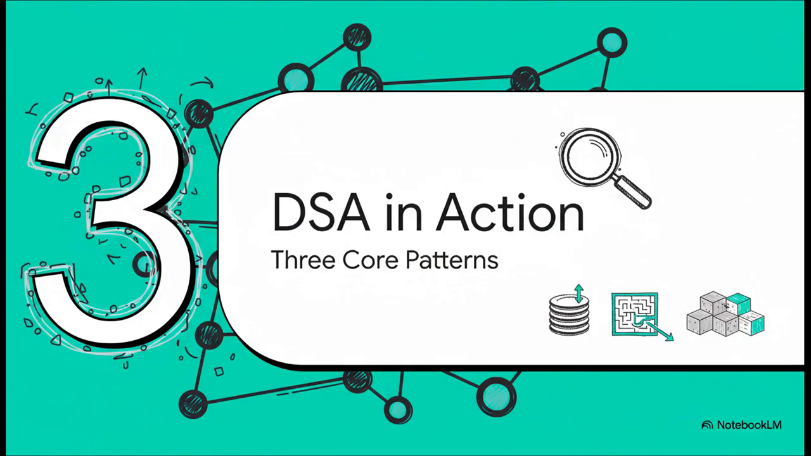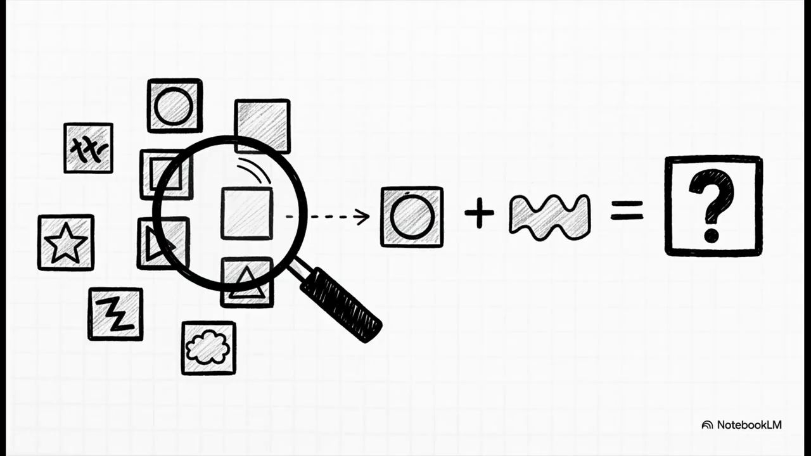Okay, theory is cool, but let's make this real. We're going to look at 3 classic problems that perfectly show how picking the right data structure and algorithm combo leads to a solution that's not just effective, but incredibly elegant. So here's a famous one, often called two-sum. Imagine you've got a list of numbers and a target number. Your job is to find any 2 numbers in that list that add up exactly to that target. How would you do it?